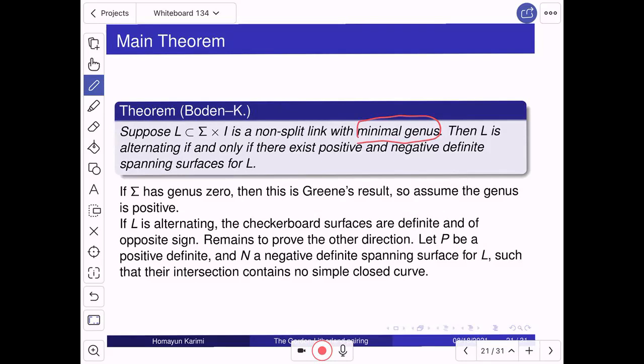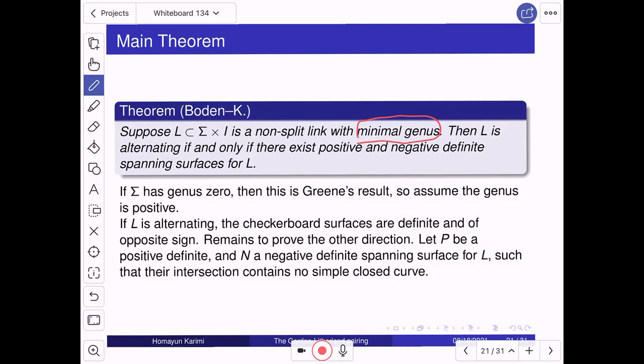So you start with a link, then you can prove that it is alternating if and only if you can find a positive definite and a negative definite spanning surface for that link L. So I'm going to sketch the proof here. If the surface sigma has genus 0, it means that we are in the case of the classical links. That's Josh Greene and Josh Howie's result. So you can assume that the surface sigma has genus bigger than 0.